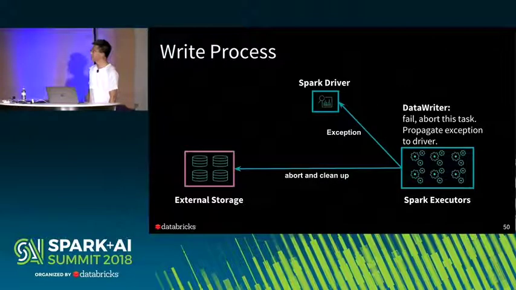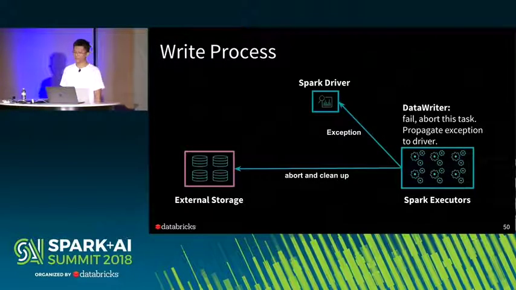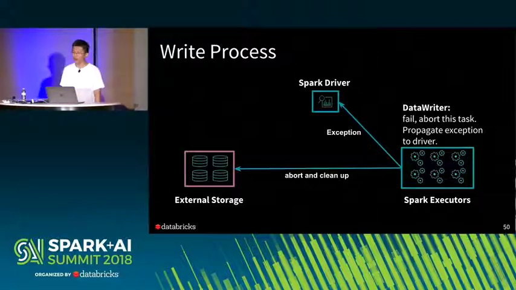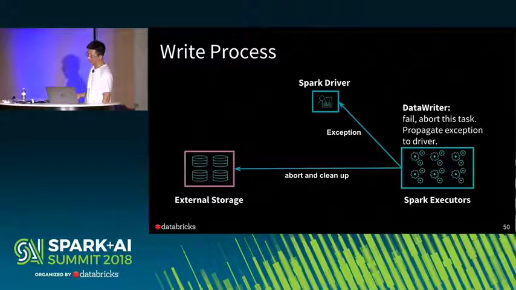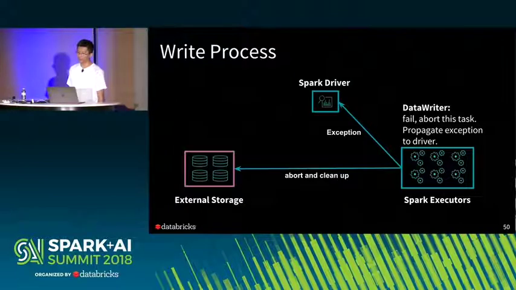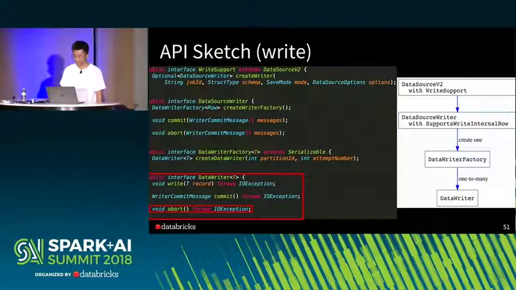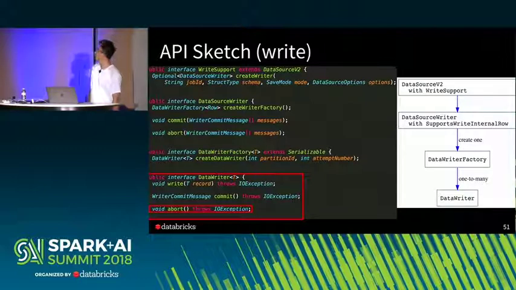However, if something goes wrong and some records fail to write, then we should abort this write task. The exception will be propagated to the Java side, and the data writer will also notify the storage system to say, hey, this task failed. You should abort and clean up your data. And this logic should be put in the abort method.